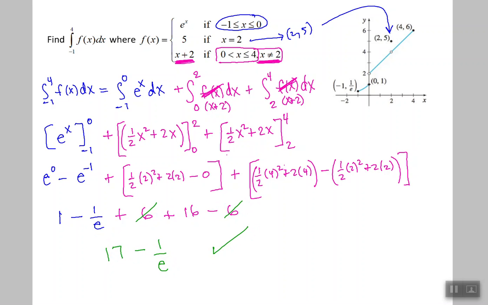So the point of this one, if I have a piecewise function, just look carefully at the domain restrictions. You might have to split up the interval into separate integrals.